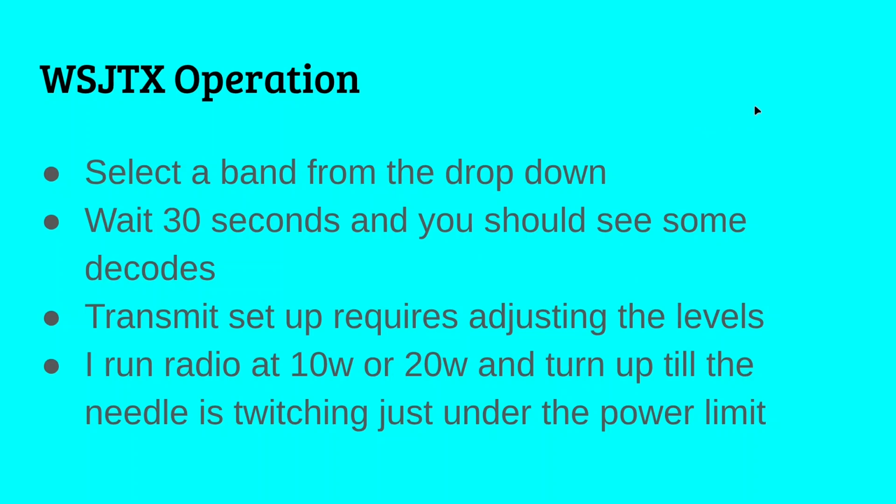WSJTX operation. I'm not going to go into this in detail. All you do is select a band from the drop down menu, wait 30 seconds, and you should see some decodes on the screen. To transmit, you need to adjust the level, the transmit audio level. I run my radio at 10 watts or 20 watts, and I just turn up the audio drive level in WSJTX until the needle is just hitting that power level on the meter on the radio.